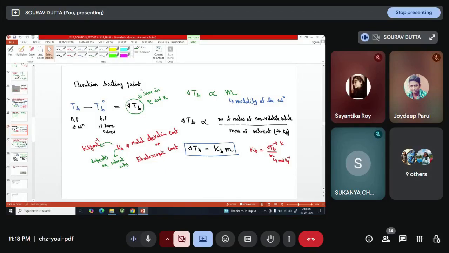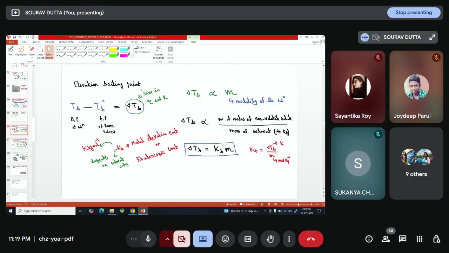Suppose you have pure water, so you know the boiling point is 100 degrees centigrade. But if you take sea water, that means some minerals, some salts are present there. So due to the presence of these solute molecules, the boiling point of this sea water will be greater than 100 degrees centigrade. This is known as elevation of boiling point. That means the boiling point of the solution is greater than the boiling point of the pure solvent.